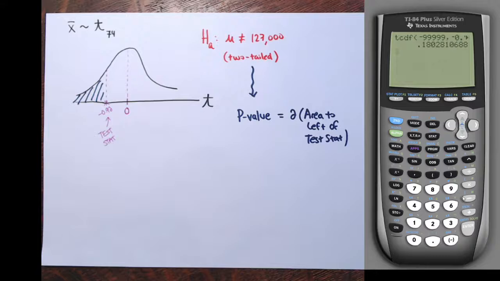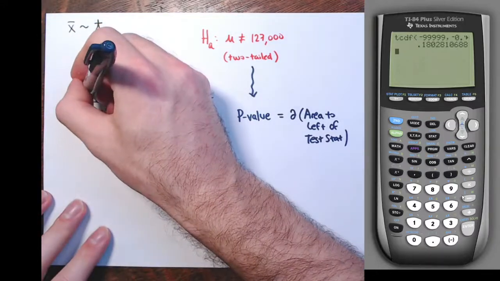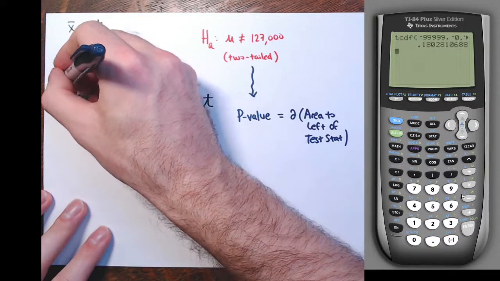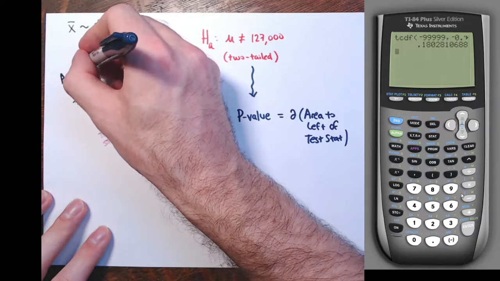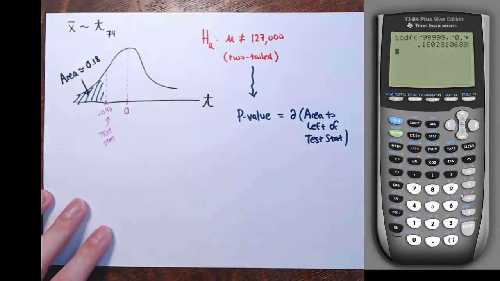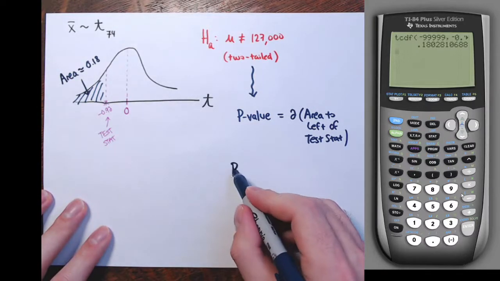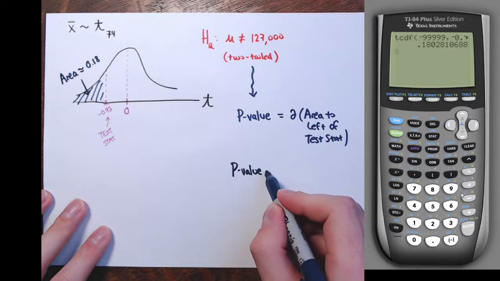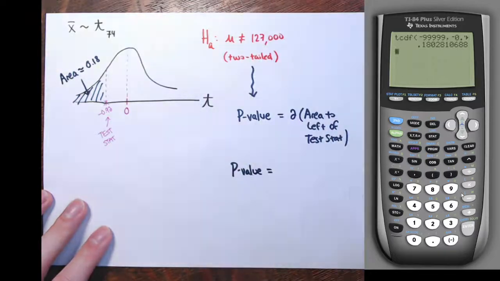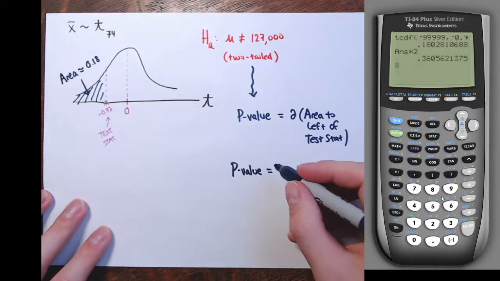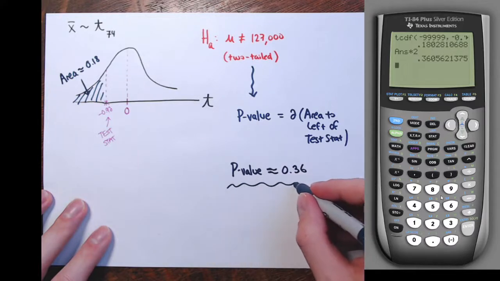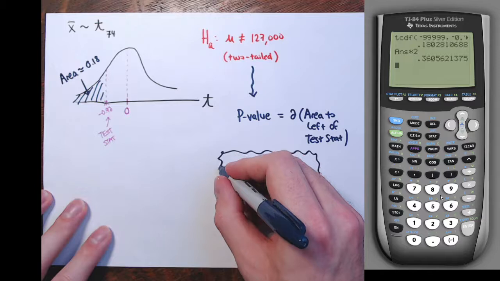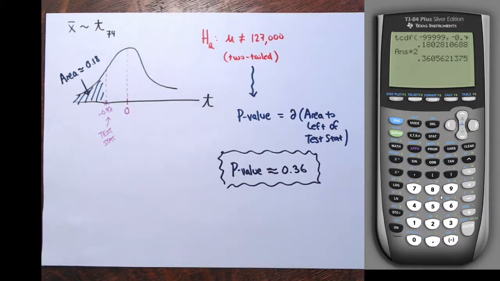Okay, so this is the area to the left of my test statistic under this t distribution curve. The area is approximately 18%, 0.18. So then the p-value for our test statistic, because it's a two-tailed test, is double this. So I just go times 2. It's about 36%, 0.36. There's the p-value, rounded to 2 decimal places.